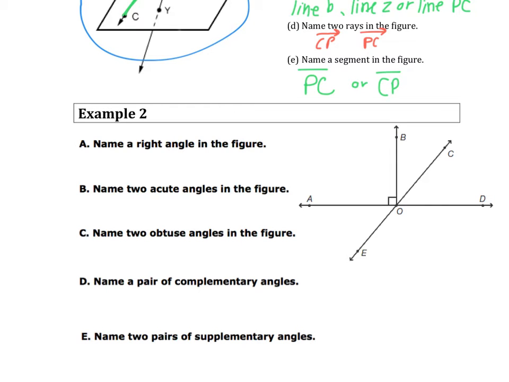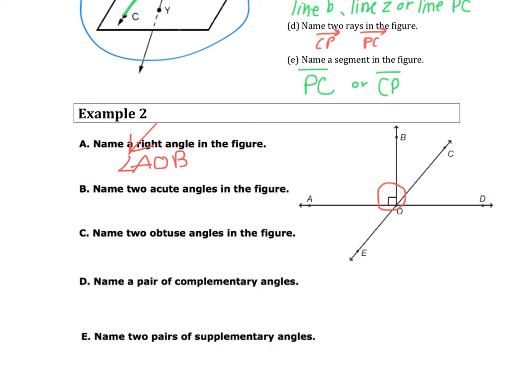Name a right angle in the figure. Right angles are 90 degrees. This little box means 90 degrees. So I know for sure my right angle is going to be angle AOB. When you list angles, the vertice must be the middle letter. And then notice I have a little angle symbol. Just means angle AOB.